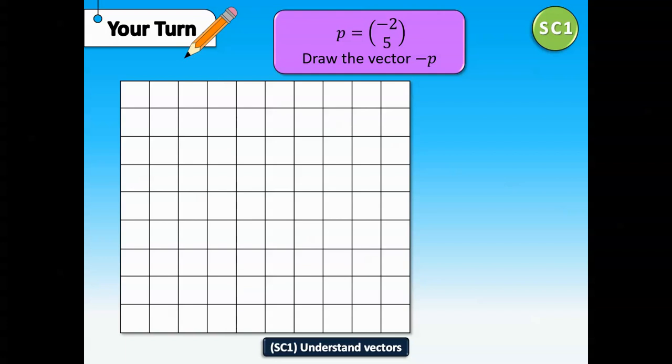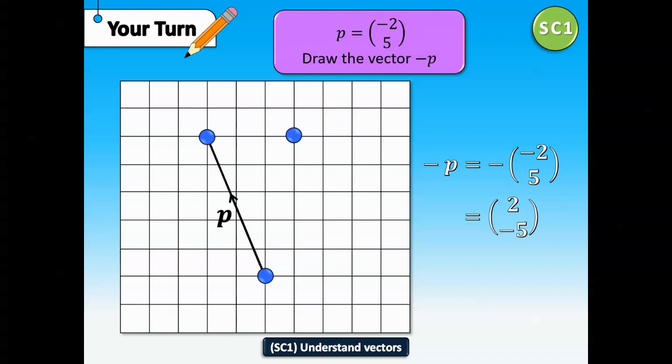So we want to draw the vector minus p. So if we start by drawing p, which is like that, minus p will be 2, minus 5. Which is like that. So there's vector minus p. It's the same as vector p, the arrow just points in the other direction.